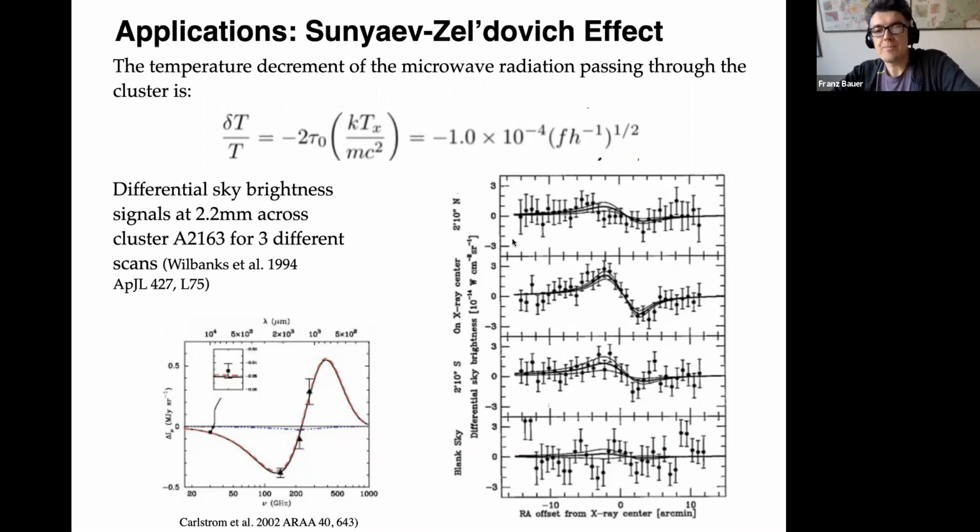This is resolved measurements of the Sunyaev-Zeldovich effect from the cluster. And so you can see, say, the cluster might be rotating. This is on the X-ray center. So you see a slight deviation here in this temperature. This is the differential sky brightness. So you see a boost and a dip here, which might be from some sort of bulk rotation or some asymmetry.